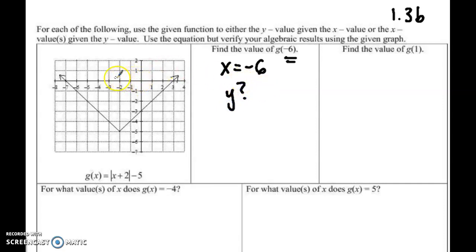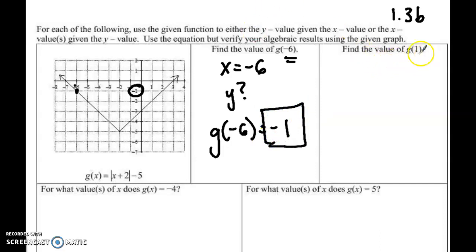So go where x is negative 6. The graph hits a curve right here. Well, what's the y value? Negative 1. So we write it this way, g of negative 6 is equal to negative 1. Now you can confirm that by going down here. Negative 6 plus 2 is negative 4. The absolute value of that is positive 4, minus 5 is negative 1.